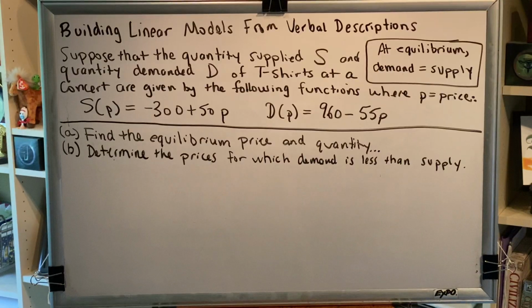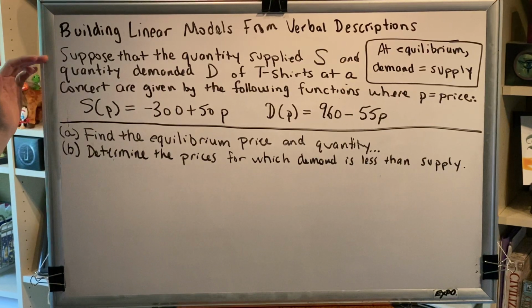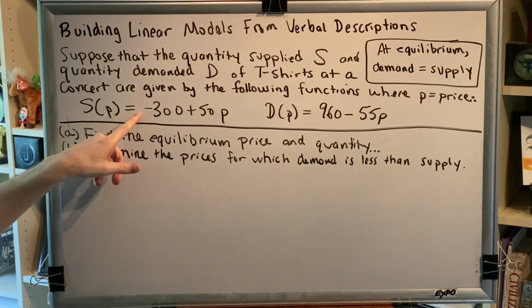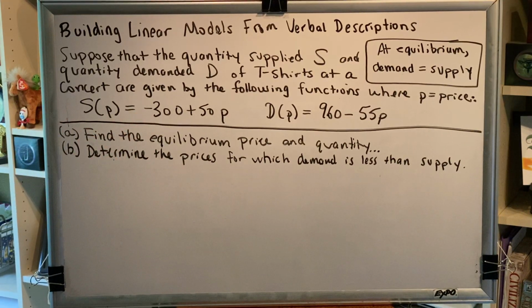The topic of this video is building linear models from verbal descriptions. Let's look at a problem. Suppose that the quantity supplied S and quantity demanded D of t-shirts at a concert are given by the following functions, where P equals price. S of P equals negative 300 plus 50p. D of P equals 960 minus 55p.